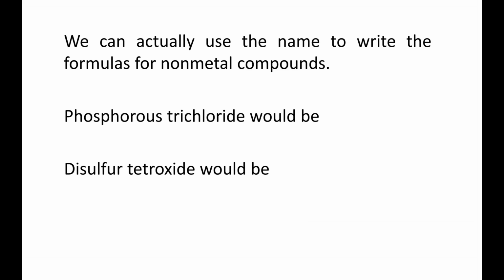Okay, we can actually use the name to write the formulas, because basically the prefixes tell us how many of each element is in the compound. So let's look at the first one. First one we have phosphorus. Well, there's no prefix, so we know there's just one. Remember, on the first one, if there's no prefix, it means there's one. Now, trichloride. Tri is 3, so it's 3 chlorines. So PCl3.